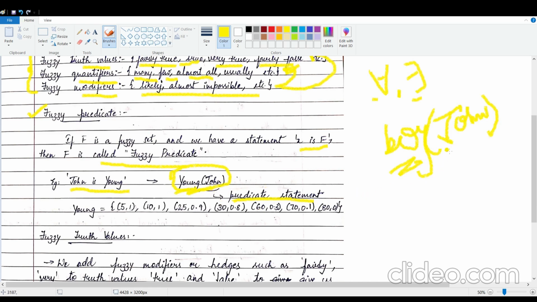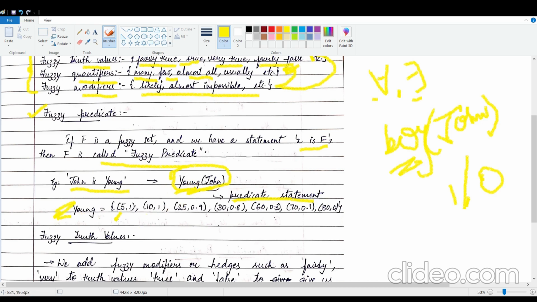I cannot say that I have 0.5 degree of confidence that John is a boy. If I know that John is a boy, I know he is a boy. If I do not know that John is a boy, then I know that he is not a boy. That's it. It's either 1 or 0. But in the case of fuzzy statements, when I say that John is young, everyone might have different interpretations. For that very reason, we represent this fuzzy predicate as a fuzzy set like this.